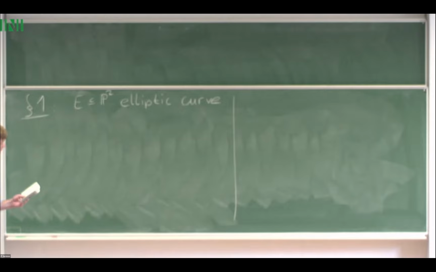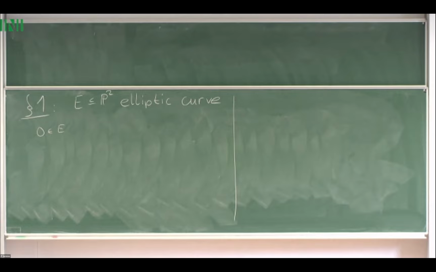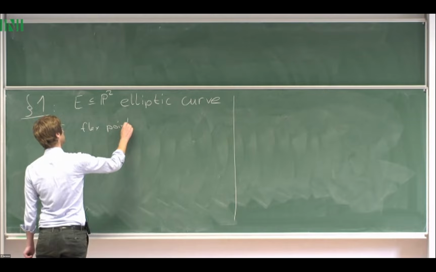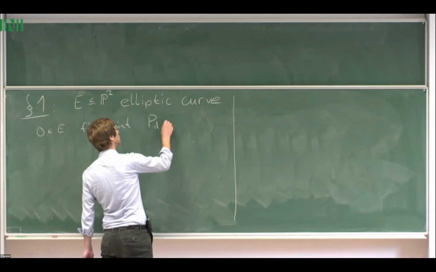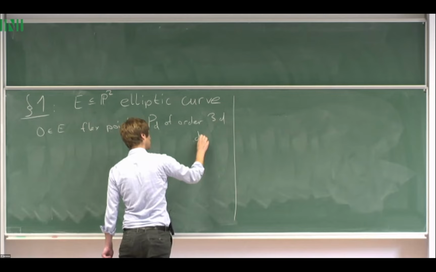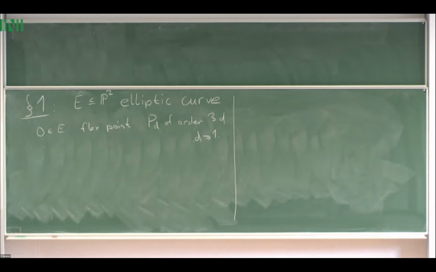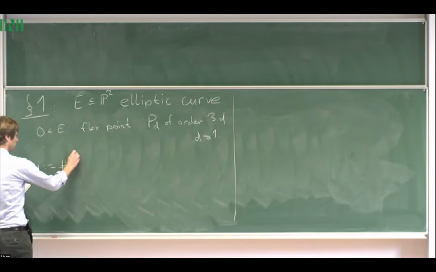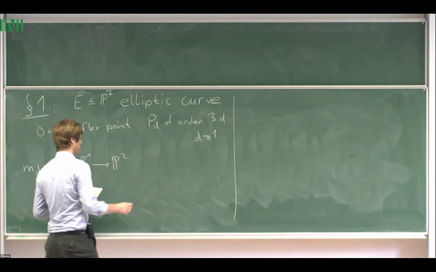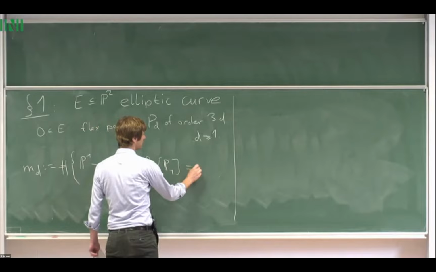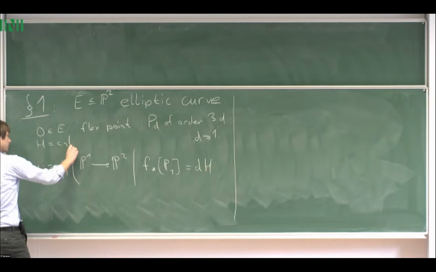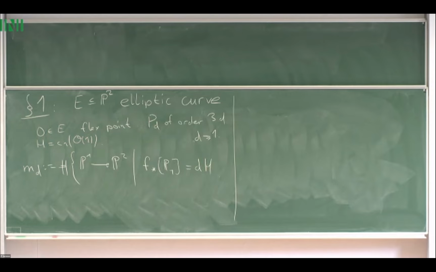We choose as zero element a flex point. We choose a point of order 3d, for d a positive integer. And then we consider the following curve count. We're looking at maps from P1 into P2 such that the map is of degree d, where H is the hyperplane class, and that meet the elliptic curve in exactly one point, namely P_d.